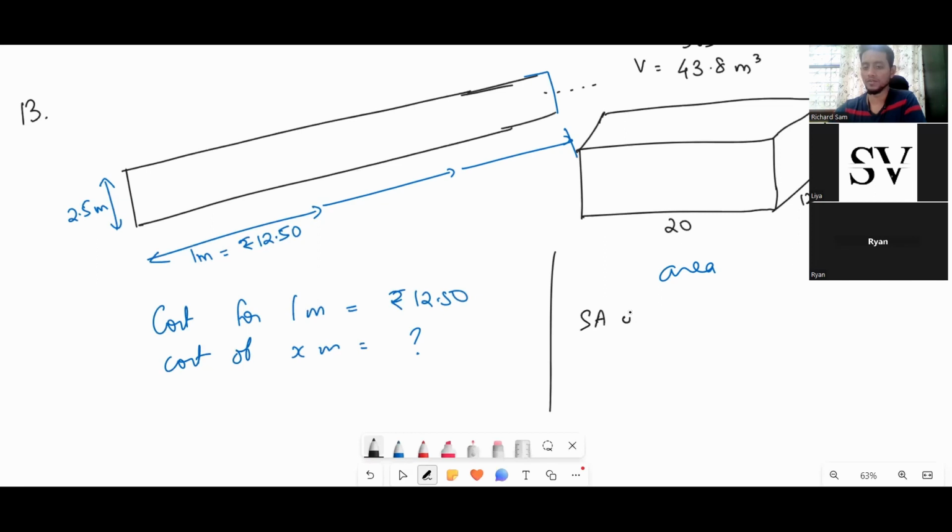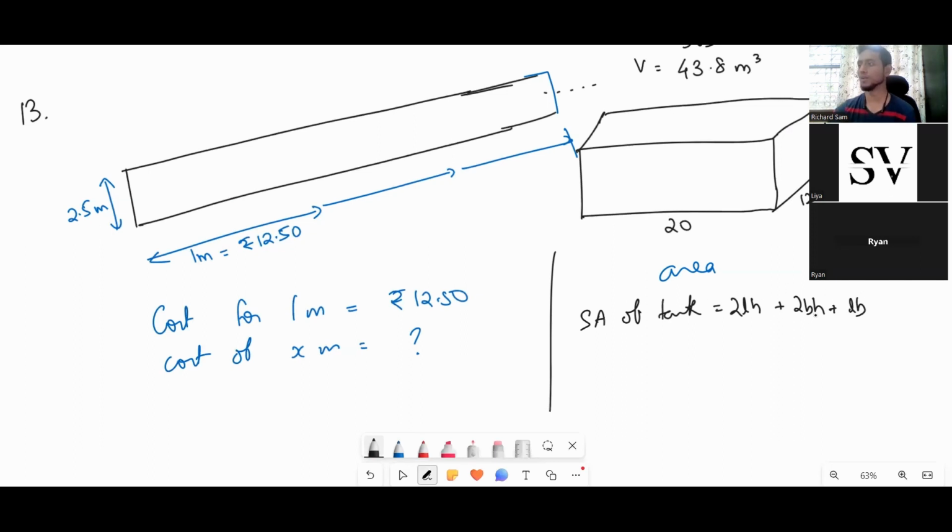What's the formula for the surface area of this tank? 5 sides now. Think of this room. Start with this wall. What is this side? Length into height. Opposite that is also length into height, so 2 length into height, plus 2 breadth into height. That's it? 4 sides only? No. The floor? Length into breadth.